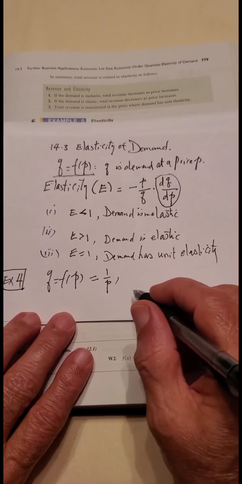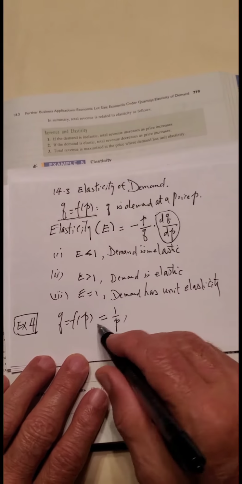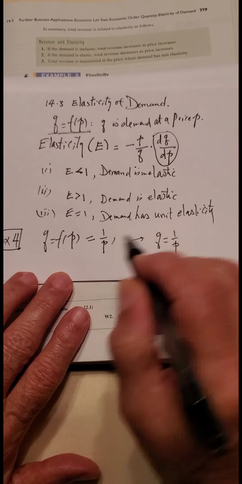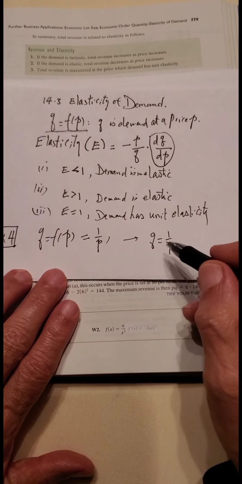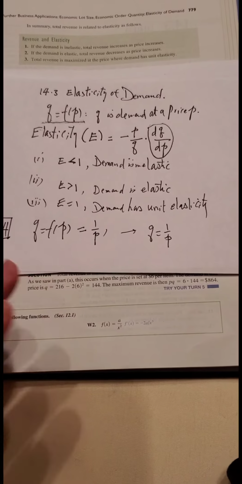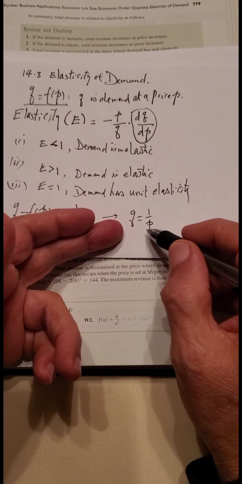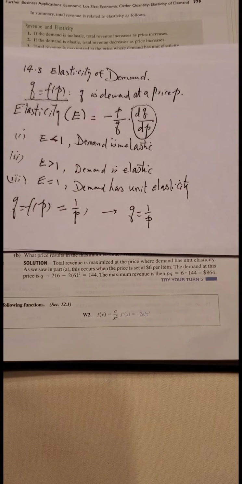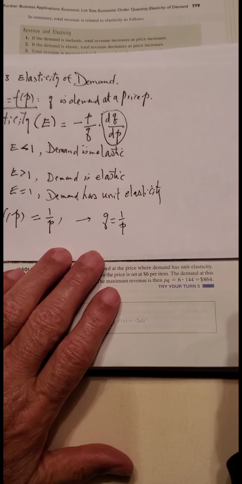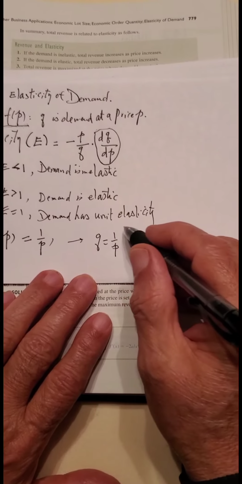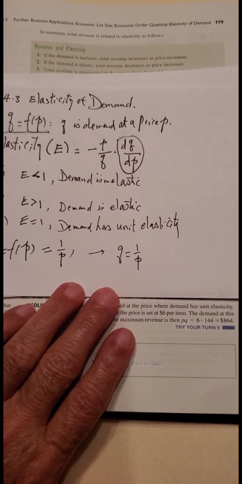Therefore, how do we start? We already know what Q is. We already know from here that Q is equal to 1 over P. All we have to do is take the derivative of this with respect to this. Pretend that this is X and this is Y. Y equals 1 over X. How do we get the derivative? Using the quotient rule, or you can write p to the -1 and use the power rule formula.